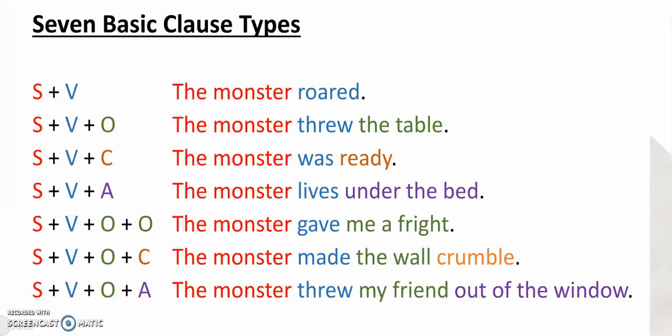The table isn't doing anything, but it is being thrown, so it's happening to the table, not by the table, which is why that is the object. If we were to switch that sentence around, the table was being thrown by the monster, then the table would be the subject of the sentence rather than the object. Subject verb complement. So this one, the monster was ready, was being the verb, ready talking about the monster, it's describing the monster, therefore it is a complement.